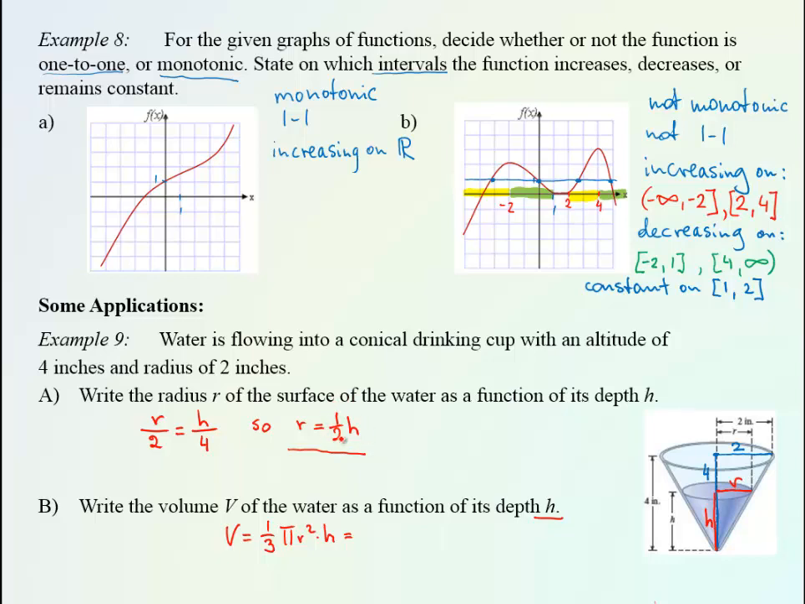r is already expressed in terms of h. We're going to plug it in instead of r into our function. So V would be 1/3 pi, and then it's h over 2 squared times h. And after simplifying, 2 squared is 4 times 3 will be 12. So we can write numerical coefficient pi over 12, and then it's h squared times h is h cubed. So that will be the function of h that describes the volume of water in terms of height.